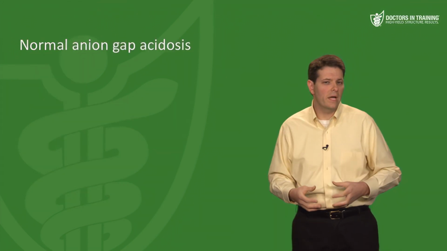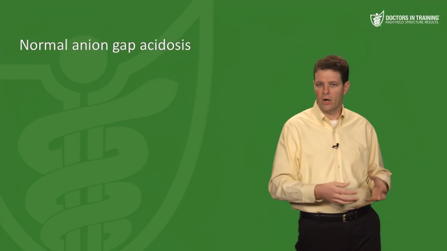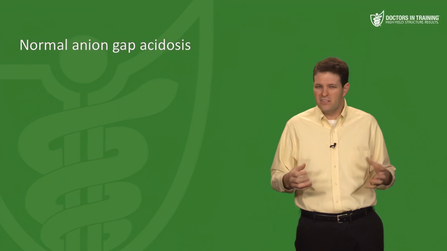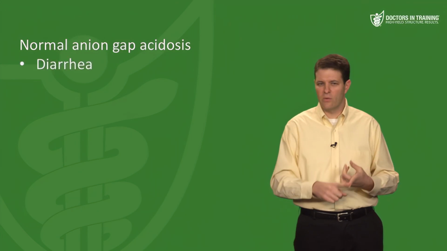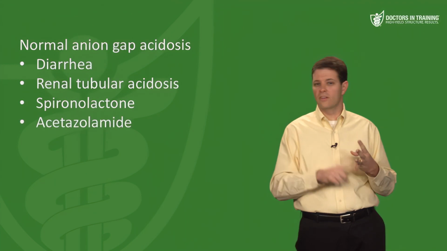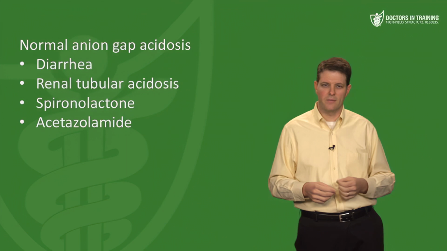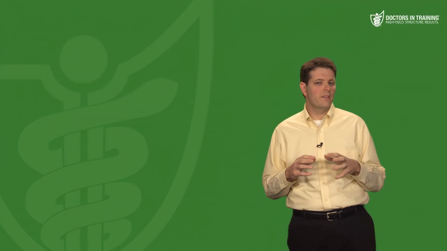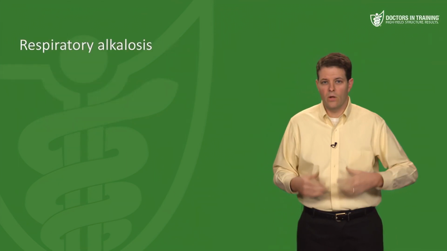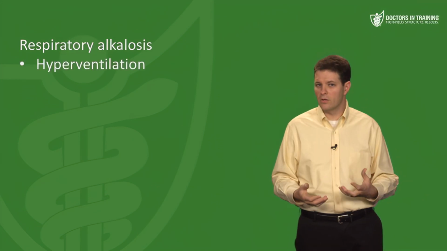Then a normal anion gap acidosis is where you aren't adding acids, but instead you're losing bicarb. And this can be from a bunch of less dramatic things like diarrhea, renal tubular acidosis, spironolactone, or acetazolamide. We're going to talk about RTA, or renal tubular acidosis, in just a second. Okay, so what kinds of things cause alkalosis? Well, respiratory alkalosis is when you're hyperventilating and you're blowing off CO2.